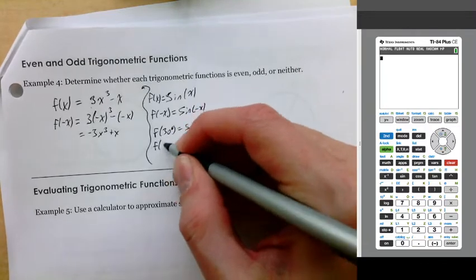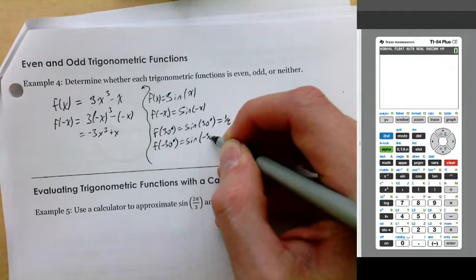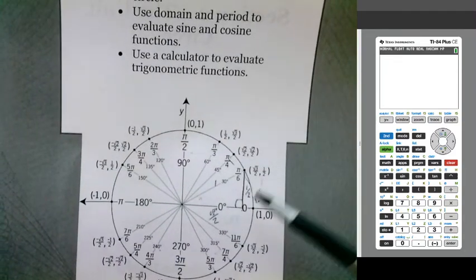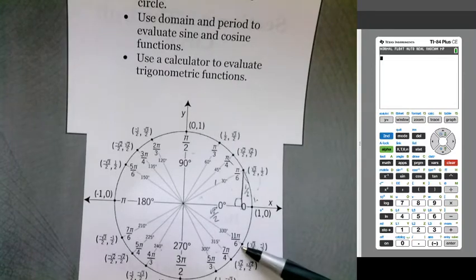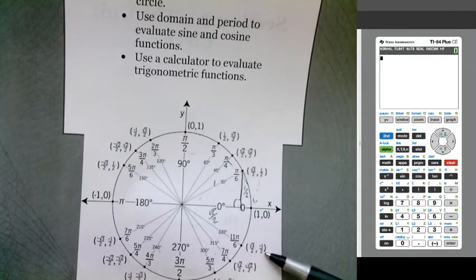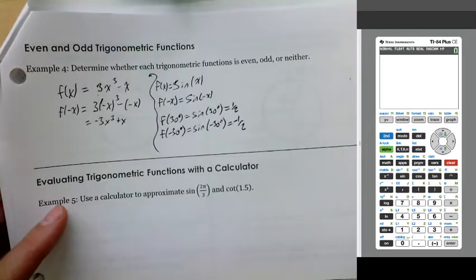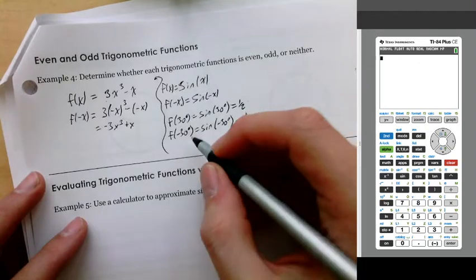So let's now evaluate f of negative 30 degrees. That is sine of negative 30 degrees. Similarly, let's go back to our unit circle. Now 30 degrees was up to here, right, in the positive direction. So negative 30 degrees is going to be right here, same amount, just in the negative direction. And if you look at the y-coordinate here, it's negative 1/2. So, because the output, the sign changed from positive to negative, sine is going to be an odd function.